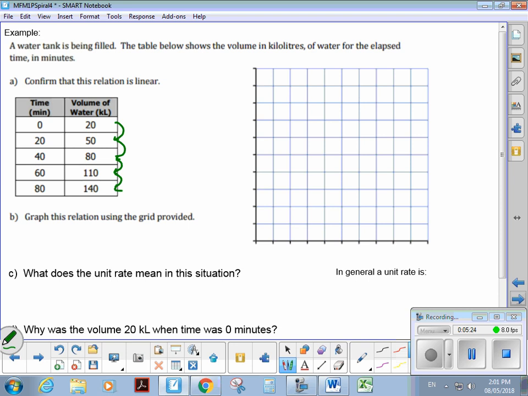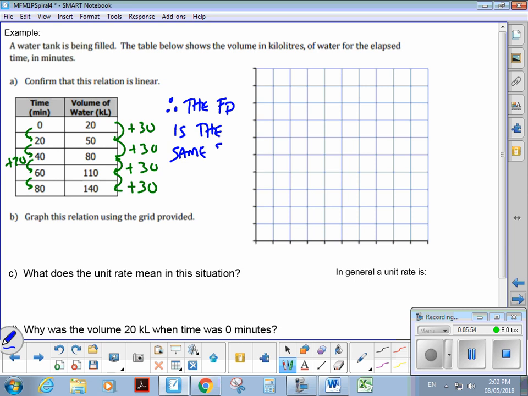So we do our calculations. We see we're going up by 30, up by 30, up by 30, up by 30, and just to double check, you got to find the other side just to make sure they're not doing anything funky over here. So we're going up by 20 each time, so therefore this is linear. So therefore, the first difference is the same, so it is linear.